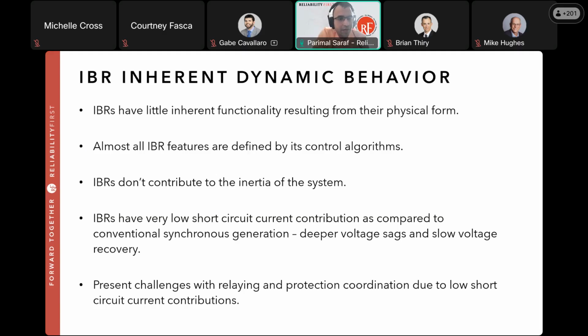Since they don't have a lot of physical mass, they don't provide inertia to the system, which is obviously a very long discussed topic when it comes to IBRs. IBRs don't contribute a lot of short circuit current as compared to conventional synchronous generation, the implications of which are deeper voltage sags and slow voltage recovery after disturbance events. And this also presents challenges with respect to relaying and protection coordination due to very small short circuit current contributions. Next slide, please.